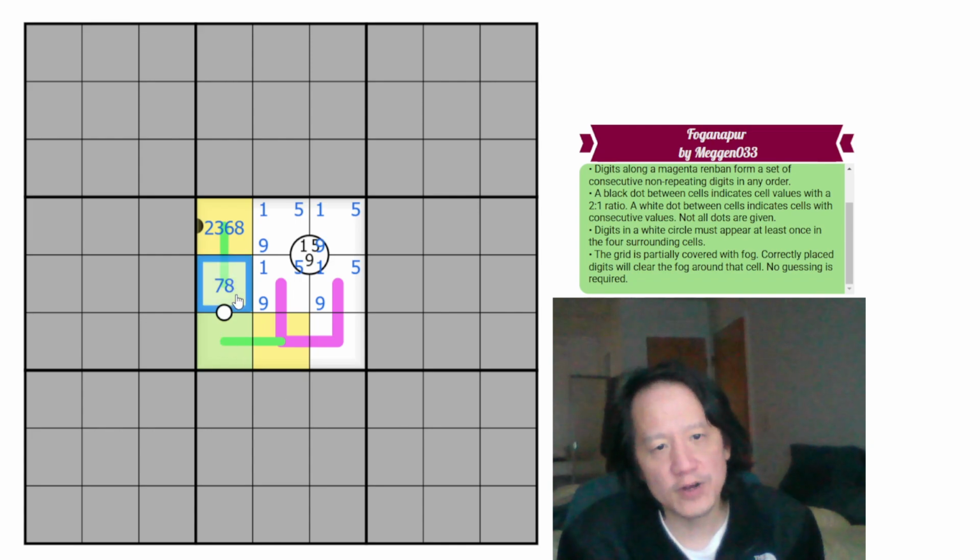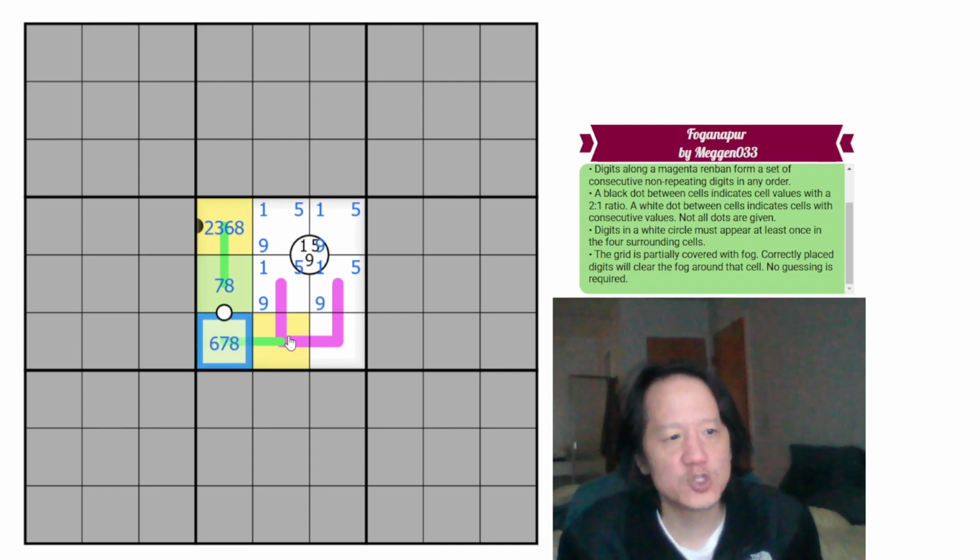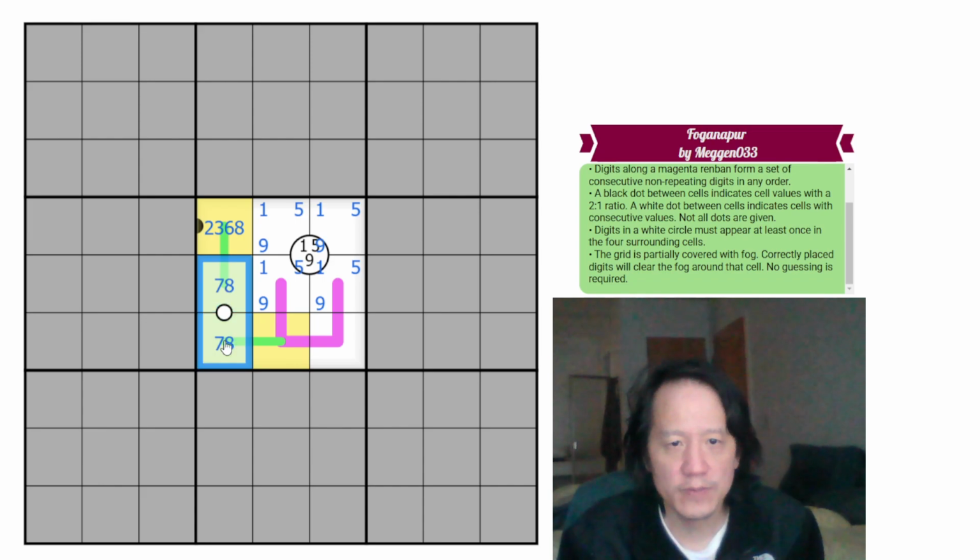If this is 7 or 8, it cannot be 9, because the 9 again is one of those 4 cells. So this has to be 6, 7, or 8. Well, it can't be 6, because 6 would have to be next to a 1 on a German whisper line, which cannot be here. Therefore, we know this is a 7-8 pair.